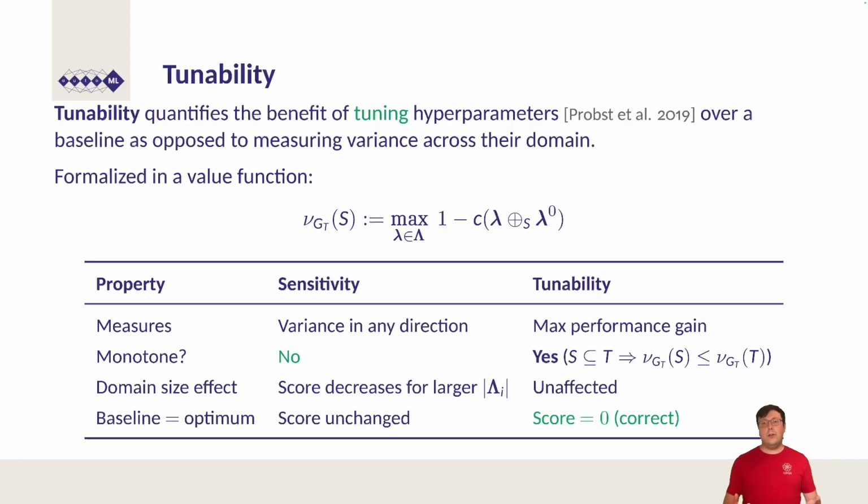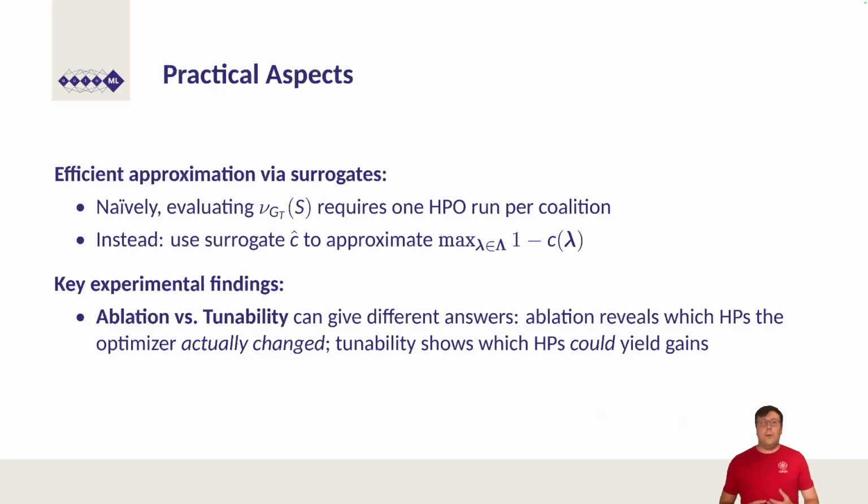Tunability is monotone in the coalition, enlarging S cannot decrease the best achievable value, whereas sensitivity is not. Sensitivity is confounded by domain size. Tunability is not. And in the diagnostic case, when the baseline already equals the optimum, tunability correctly returns a 0 importance for this parameter, while a variance-based score remains positive. The monotonicity and the correct 0 are exactly the properties one wants from a "should I tune this" measure. Computationally speaking, tunability appears prohibitive.